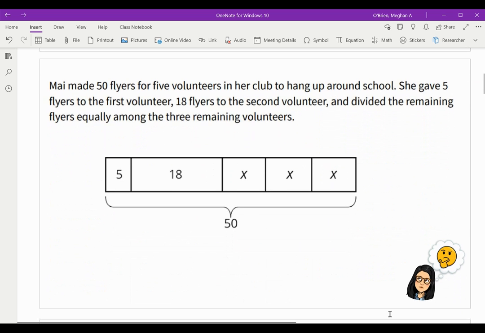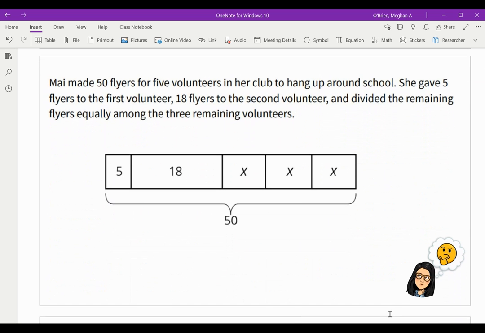We're going to start with some context and story problems first. So let's take a look here. It says May made 50 flyers for 5 volunteers in her club to hang up around school. She gave 5 flyers to the first volunteer, 18 flyers to the second volunteer, and then divided the remaining flyers equally among the 3 remaining volunteers.